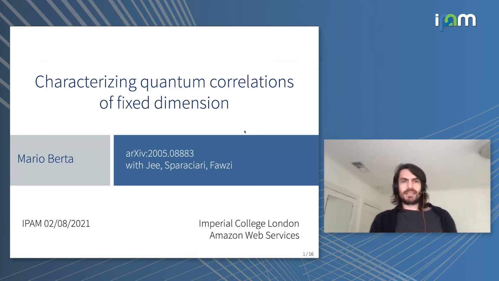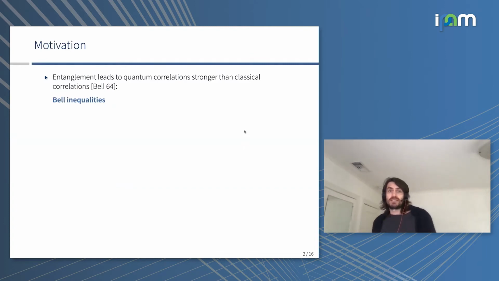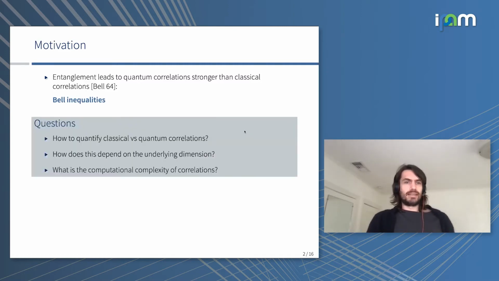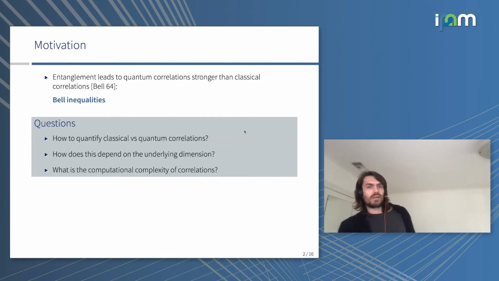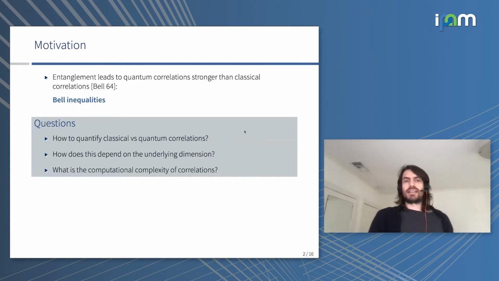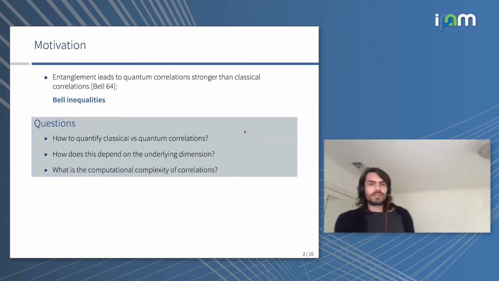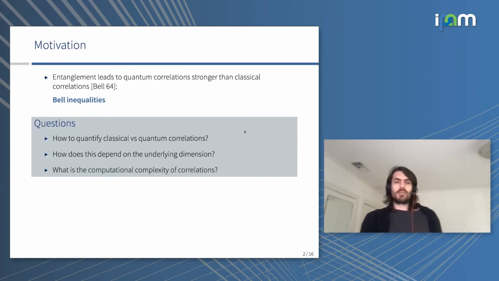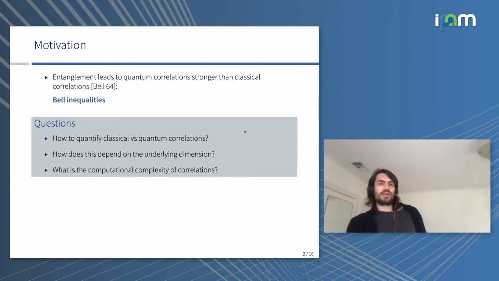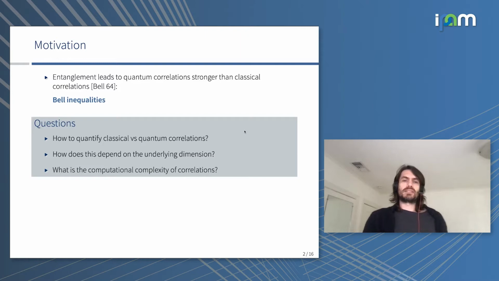Okay, so let's get started with a quick motivation slide. We know from the groundbreaking work of Bell that quantum correlations can be stronger than classical correlations. What I would like to look at in my talk today is how we can make this more quantitative. How large is the gap actually between classical and quantum correlations? In particular, how does this depend on the underlying dimension of the systems we look at? And I would like to look at it from a computational complexity point of view: what's the computational complexity of computing these correlations?